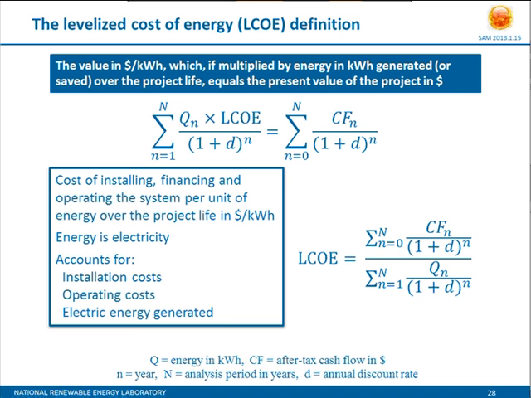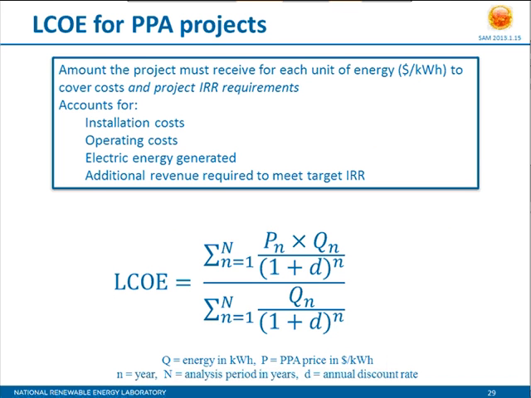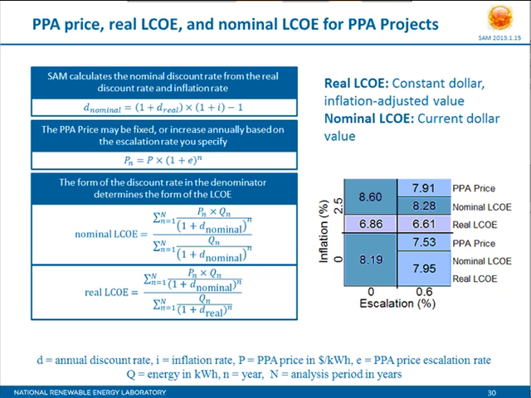So SAM uses this classic definition of the LCOE for the residential and commercial models. For the PPA models, we define the LCOE as the amount that the project must receive for each unit of energy to cover costs and the internal rate of return requirements. So the LCOE for the PPA projects is calculated based on the PPA price here, and it's basically another form of the PPA price. So if we look at PPA price and LCOE, we can see how they're related.